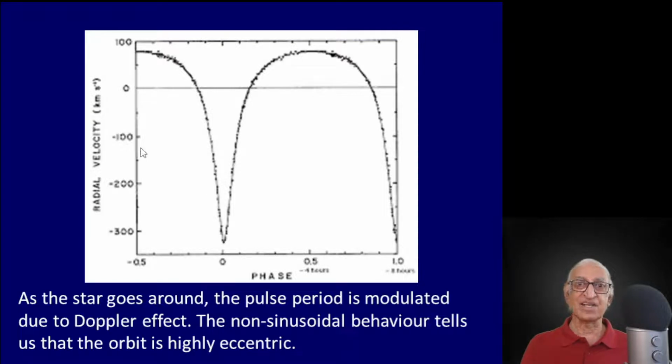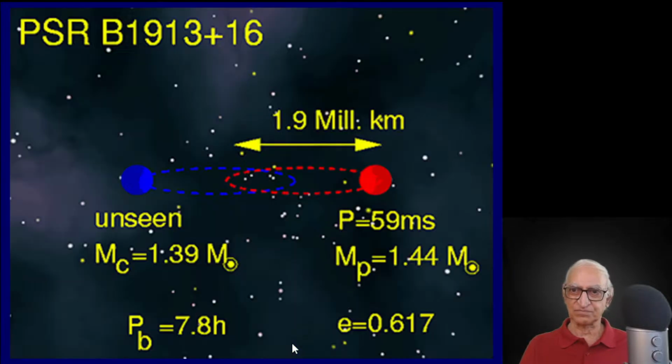So this curve will be sinusoidal. Now this curve is clearly not sinusoidal, it has very rich harmonics present. That is a signature of highly eccentric orbit. Therefore, we know that the orbits of these neutron stars are highly eccentric. They are not circular at all. Now, everything you want to know about this binary system was deduced by radio astronomers. This is the neutron star that we see. This is the neutron star that we don't see.